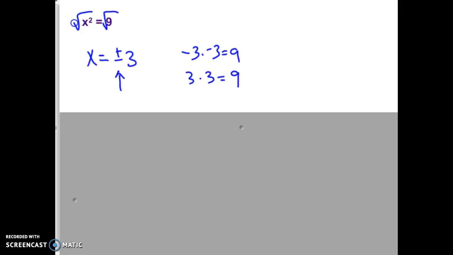With that being said, let's go on to some other review. Here's some more background information: how do we solve this equation? Well, we solve by taking the square root of both sides. And then x equals plus or minus 3. A lot of people forget the plus or minus, but remember, negative 3 times negative 3 equals 9, and positive 3 times positive 3 equals 9.